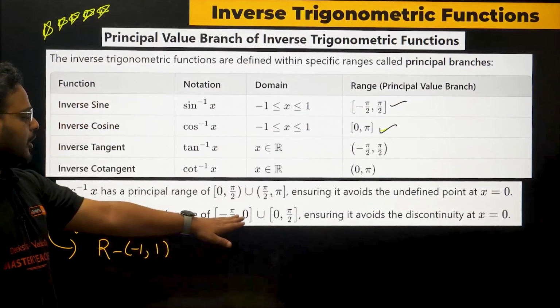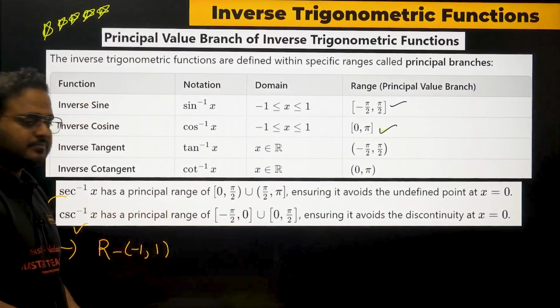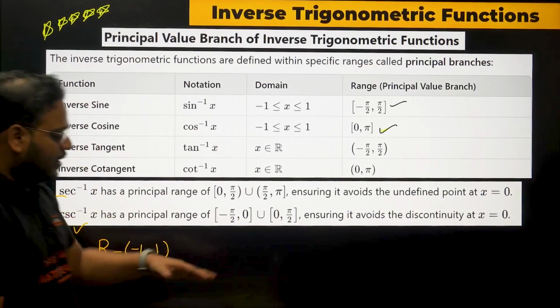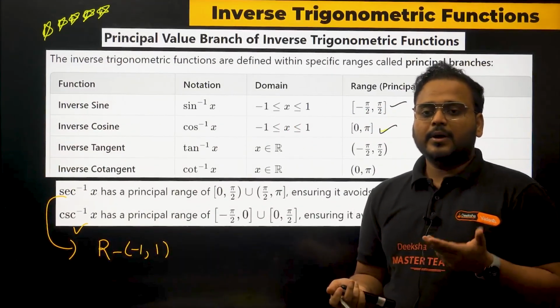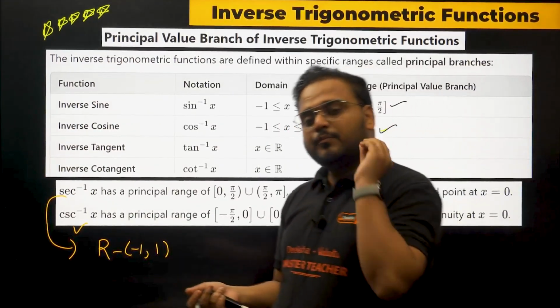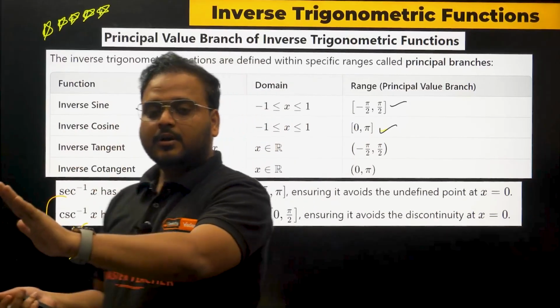And then this is your range given here. I hope you know that range. Why range, sir? Because the output of any inverse trigonometric function is always an angle. Remember, in a trigonometric function we put in the angle and get some value out of it.